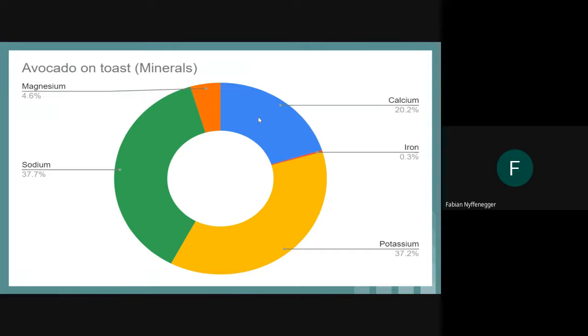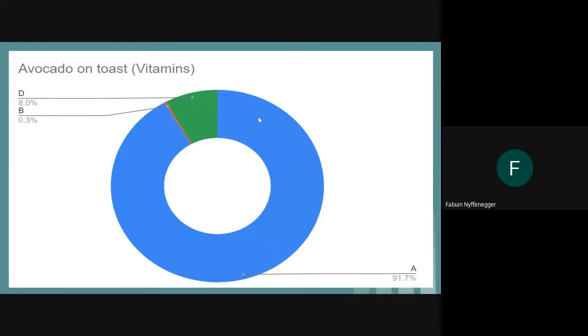Next are the vitamins found in avocado on toast, where we can find 91.7% of vitamin A, which is a lot of vitamin A in comparison to other vitamins. Vitamin A supports a healthy immune system and also reduces acne. So if you are frustrated that you have a lot of acne, then you should eat some avocado on toast to overcome your acne. Then there is 8% of vitamin D, which is followed by 0.3% of vitamin B.